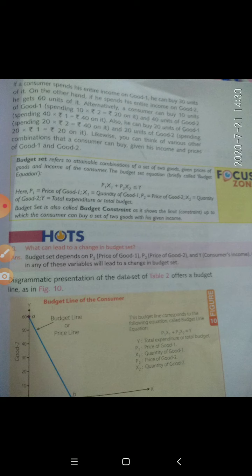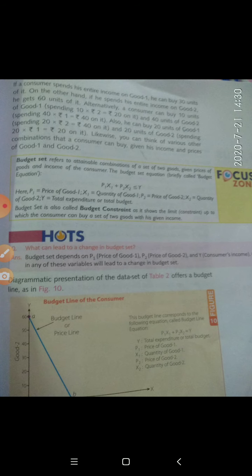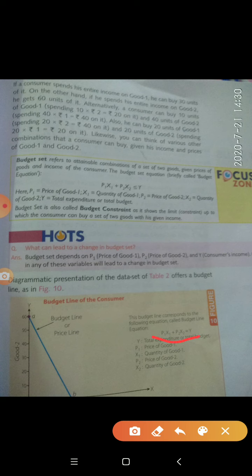Then after this, you can have a look at the diagrammatic presentation of the data of table 2 which we have discussed on the previous page about the budget line. So the budget line is drawn on the assumption that the price of good 1 is rupees 2 and price of good 2 is rupees 1 per unit. And what is the total budget of the consumer? That is rupees 60 to spend. So what are the various combinations? That is already shown in the budget. So this budget line corresponds to the following equation. Which equation is being used? Yes, the one which we have read. This equation is used to refer to the budget line. Clear?